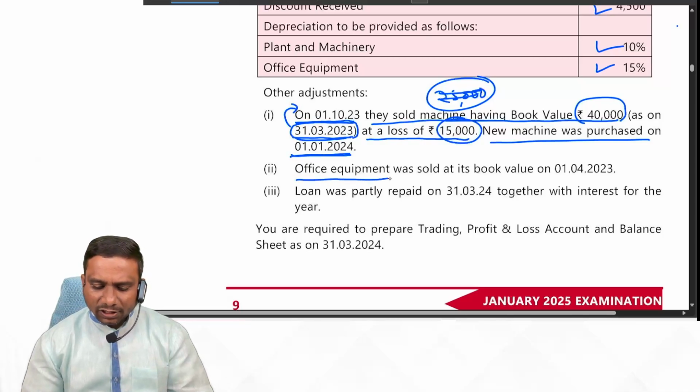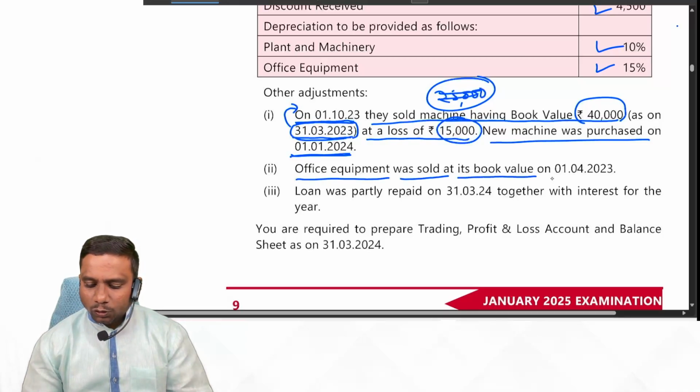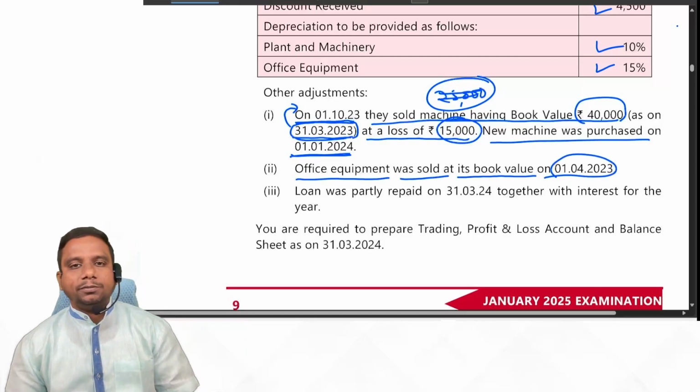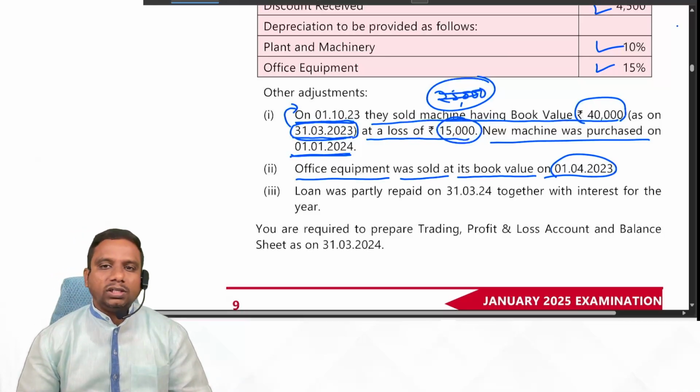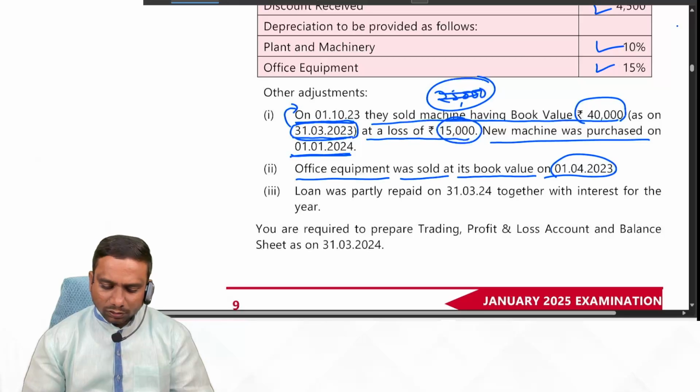Next, office equipment was sold at its book value on 1/4/2023. So accordingly we have to do the working note.